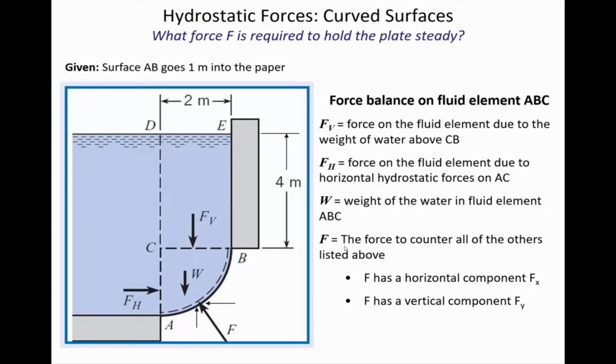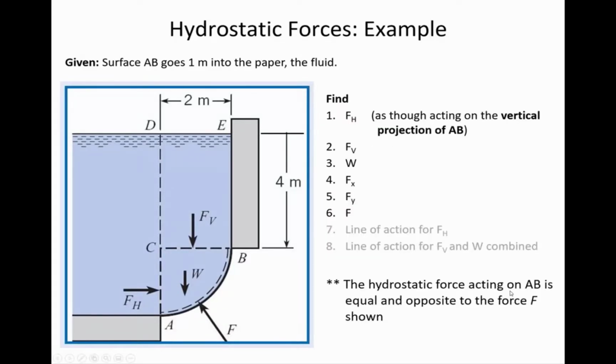So to find the F overall, the force required to hold the system steady, it's going to have a vertical component and a horizontal component. And so we're going to find its constituent pieces and then find the resultant magnitude from that. All right, now here is the numbered step-by-step approach that we will follow. First thing is we'll find the horizontal force.